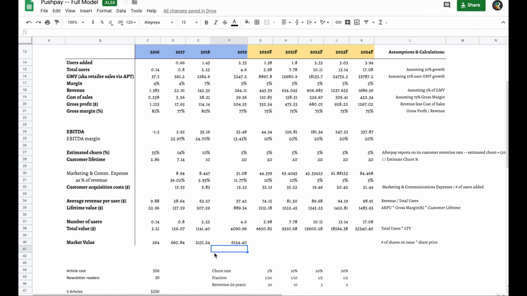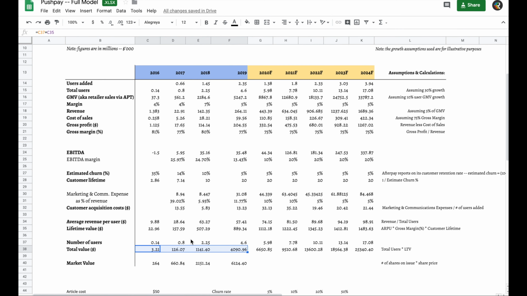It looks like you can't just price it off the value of the customers and then think that that's the fair value to pay, because it looks like the market value of the company is growing quicker than the value of the users. But that's just a little thing.